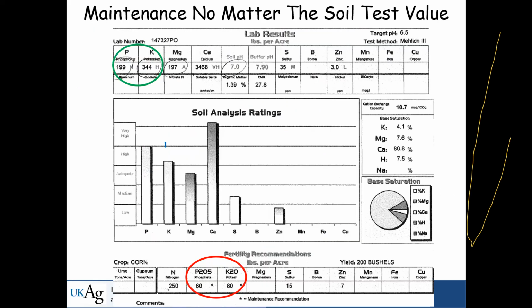Now, this is a private lab, which will remain unnamed, but you'll notice up here in the upper left, we've got 199 pounds of phosphorus, 344 pounds of potassium, and you'll notice down here, they make a maintenance recommendation that's not modest: 60 pounds of P2O5 and 80 pounds of K2O.